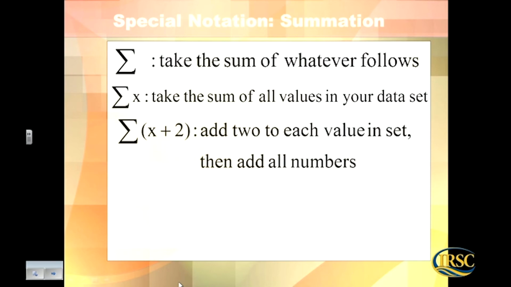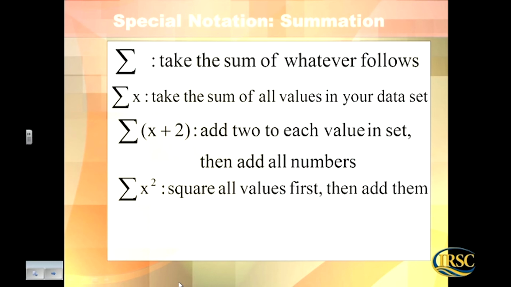Let's say you have sigma, and in parentheses, x plus 2. That means add 2 to each value in the set. So the last data set, what we had, 3, 10, 10, 10, and 117, we'll add 2 to each of those numbers first. So that would change it to 5, 12, 12, 12, and 119. And then add up all the numbers in your list.